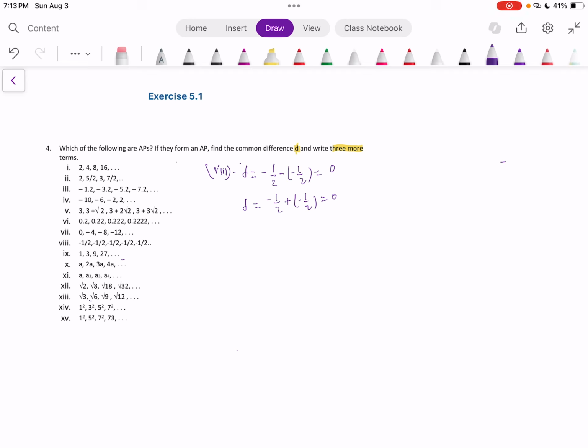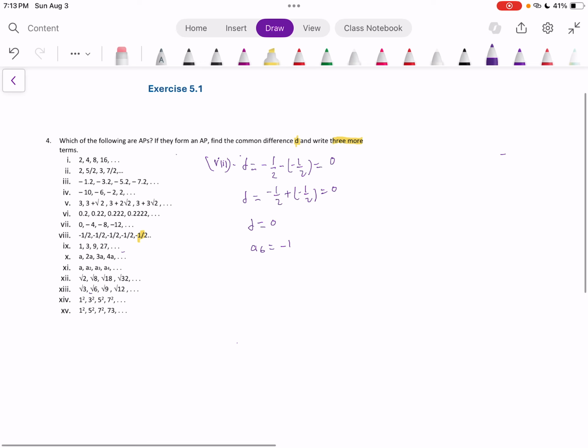actually. So the common difference D is 0, and for the next 3 terms, how many terms do we have here? 1, 2, 3, 4, 5. This is the fifth term. So we have to calculate the 6th, 7th and 8th term. The 6th term is going to be the last term, negative 1 over 2 plus 0, since the common difference is 0. Then A7 is going to be negative 1 over 2 plus 0, again negative 1 over 2. A8, negative 1 over 2 plus the common difference 0, is negative 1 over 2.